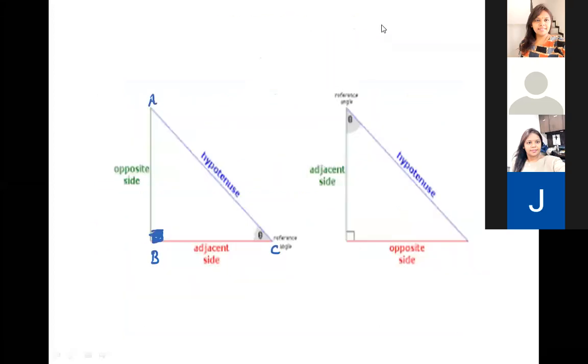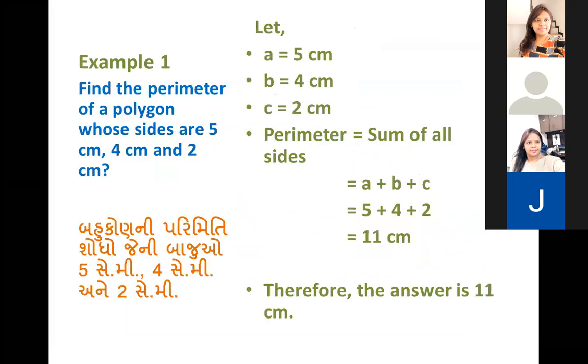Now we will take some examples. This is your first question. All these questions depend on triangles. We discuss the perimeter of the triangle. So first of all, we find the perimeter. Find the perimeter of the polygon whose sides are given. And the polygon has 3 sides, so this is a triangle.